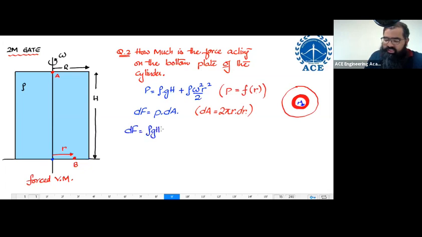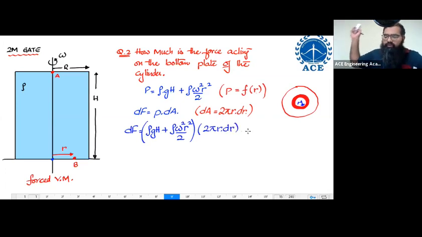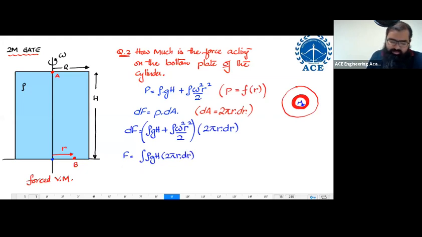Rho gh plus rho omega square r square by 2, whole multiplied by the differential area, which here is 2 pi r times dr. This is the value of differential force I'm having. Once I have the value of differential force, I can say the complete force has to be the integration of this. So I have the integral of rho gh multiplied by 2 pi r times dr, ranging from where to where?